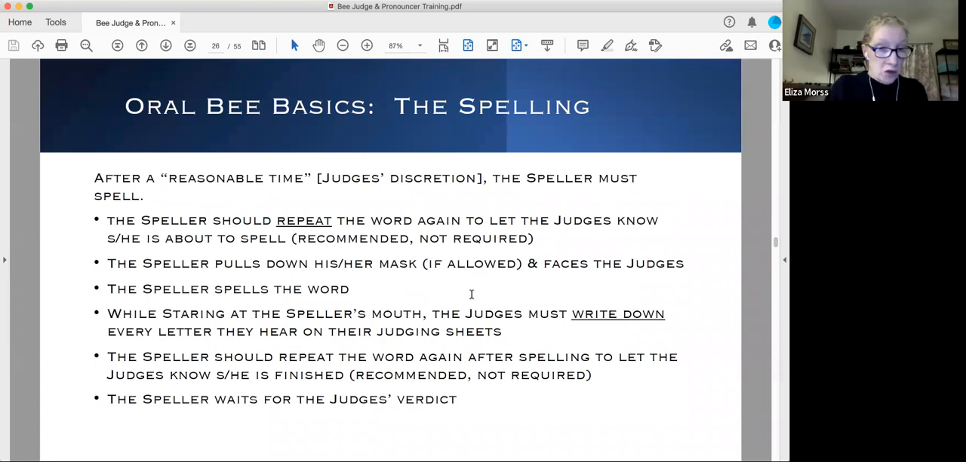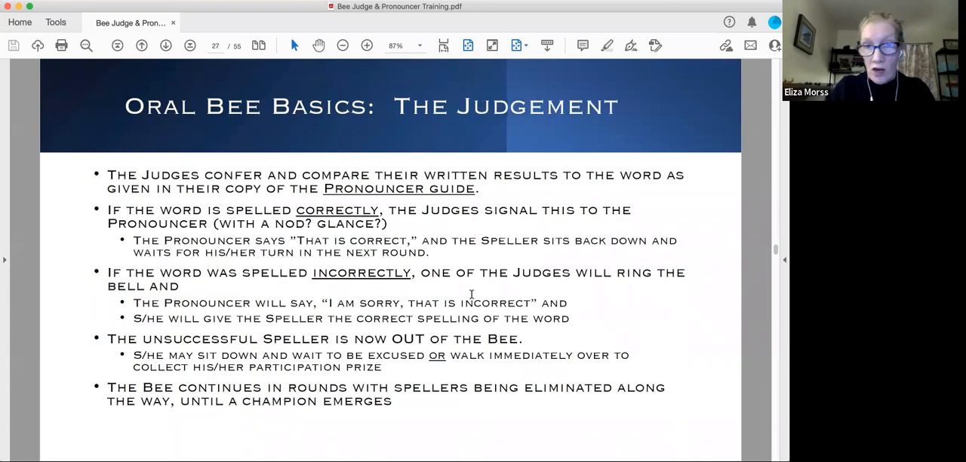You should expect the speller to repeat the word again after spelling to let the judges know she or he is finished. It's recommended, not required. And the speller then waits for the judges' verdict. So the judgment. Now I know it all should sound so easy, but sometimes it's important to go through these details. The judges confer, they look at their written results, and they compare those results to the word written in the pronouncer guide. If it's spelled correctly, the judges signal this to the pronouncer with a nod or a glance. The pronouncer says, that is correct. The speller sits back down and waits for his or her turn in the next round.